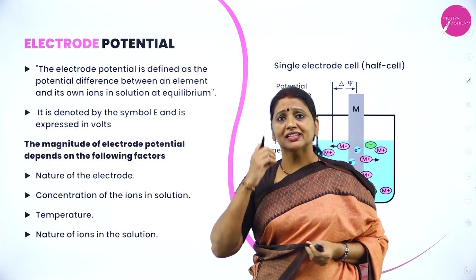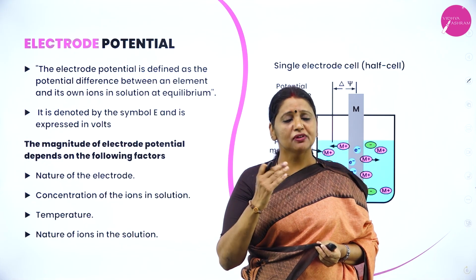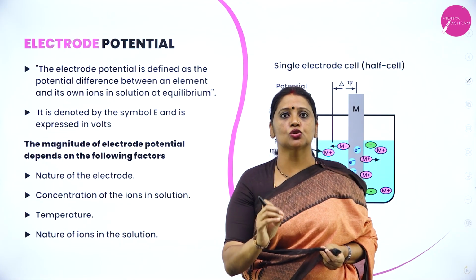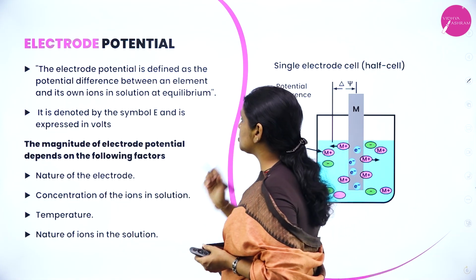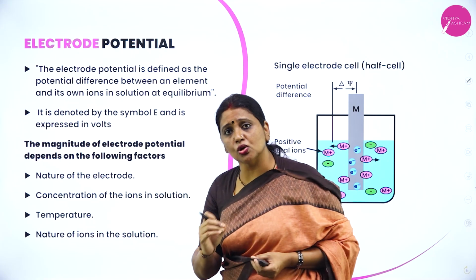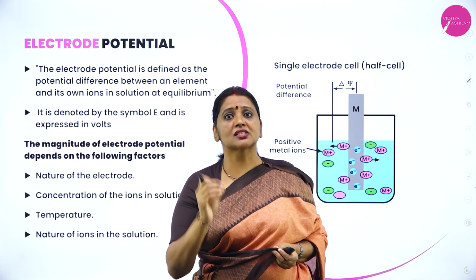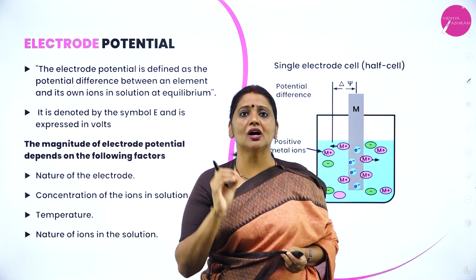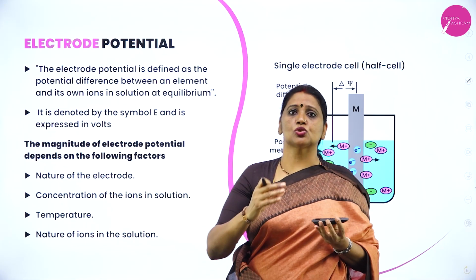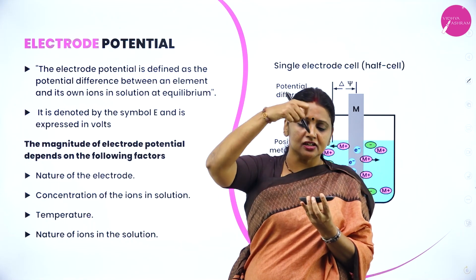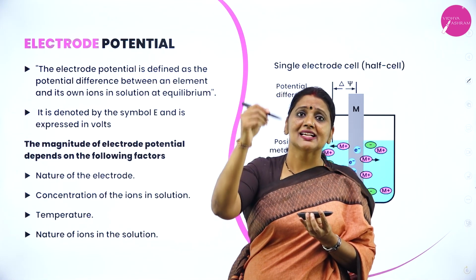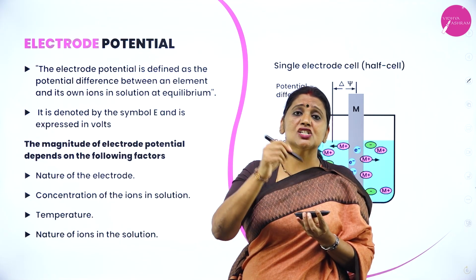Now, what is electrode potential? Before that, you should know about what's the definition for electrode. Electrode is also called as redox couple or half cell. What's an electrode? An element in contact with its own ions.